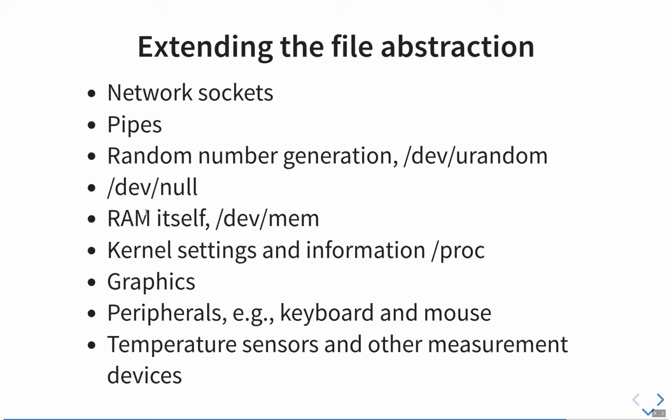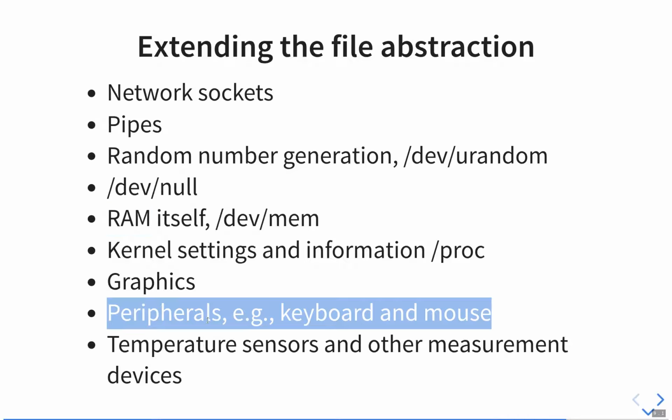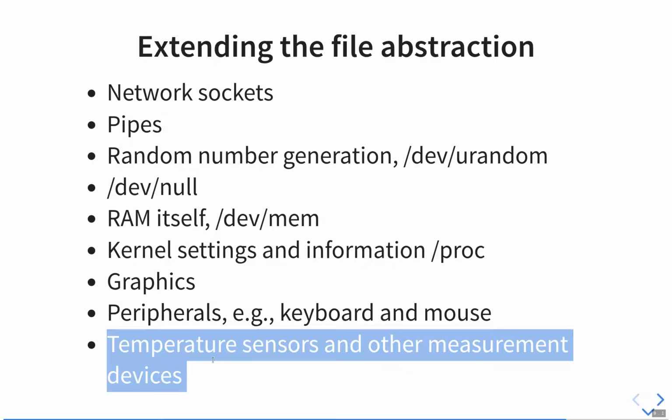You can actually write directly to RAM by writing to /dev/mem. I don't recommend doing this unless you know what you're doing. There's also kernel settings information in /proc, and graphics: some applications write directly to your graphics processors to display pixels on your screen. I recommend not doing this again unless you know what you're doing. Then there are peripherals, temperature sensors, and other measurement devices.